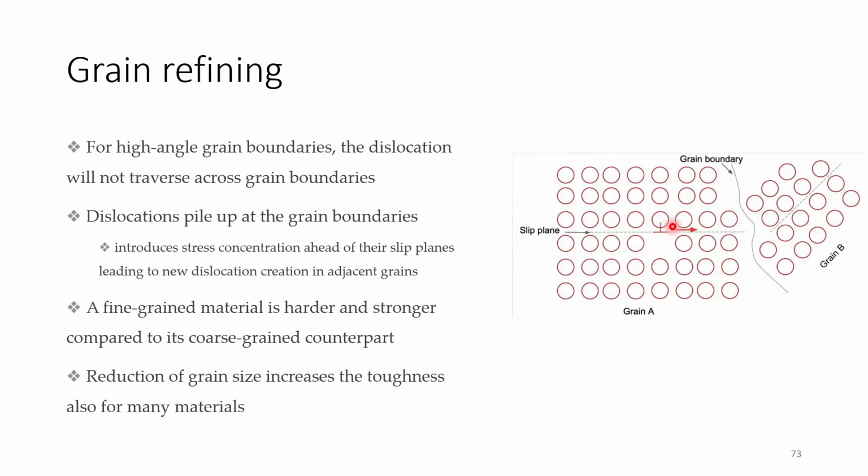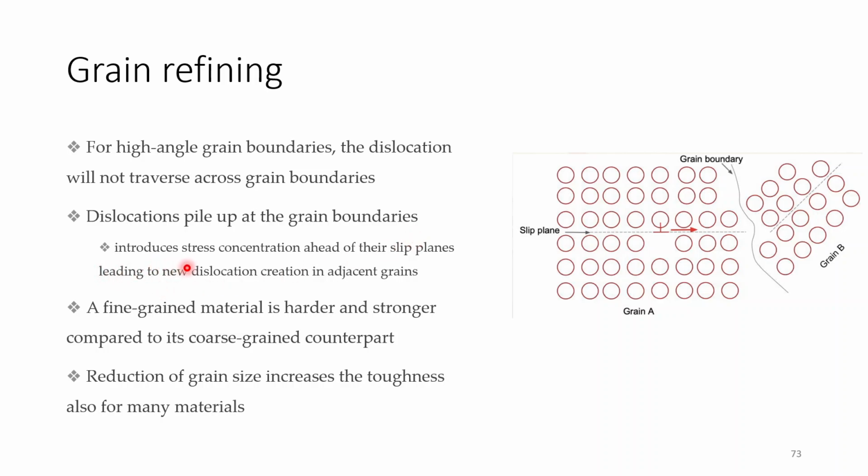So in this case, as I told earlier, this is the grain boundary part and these are two grains. As the dislocation moves in this part and encounters the grain boundary, there will be formation of a pile up of dislocations at this side. In case of high angle grain boundaries, dislocations will not traverse across the grain boundaries, and the dislocations pile up at the grain boundaries.